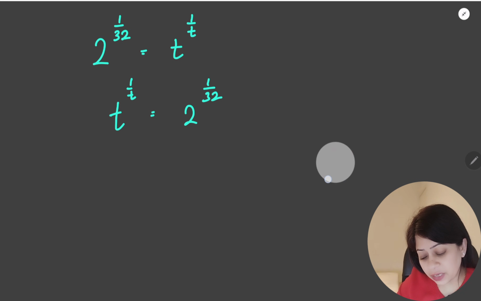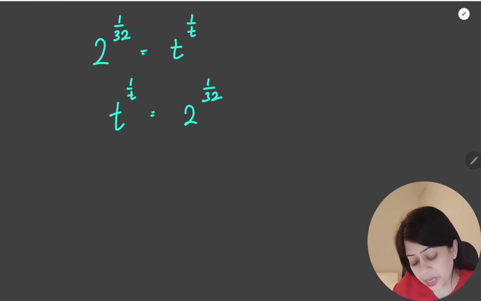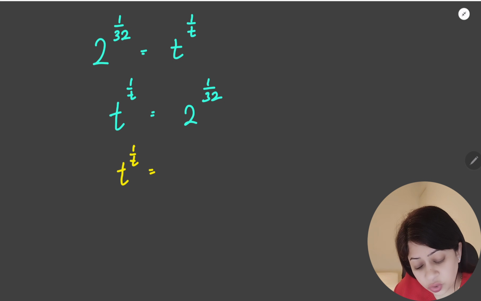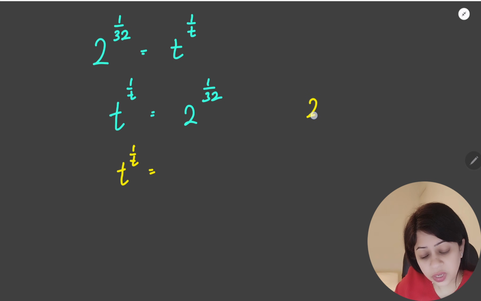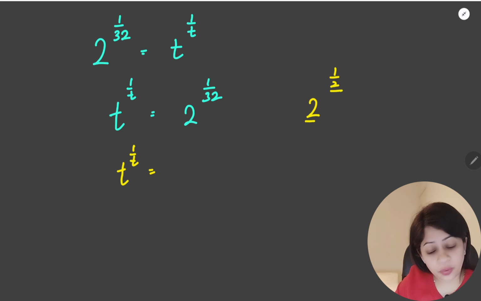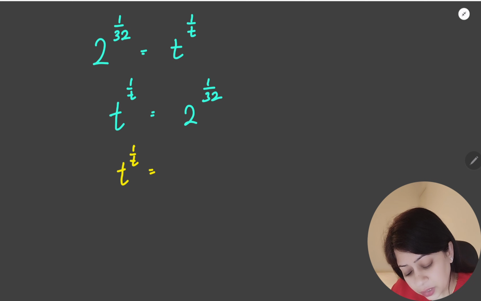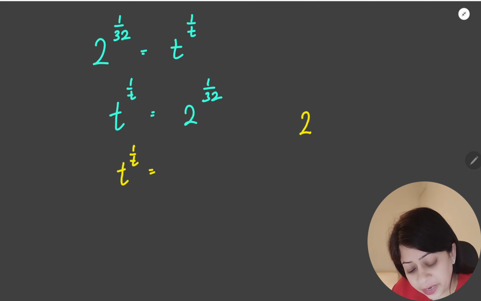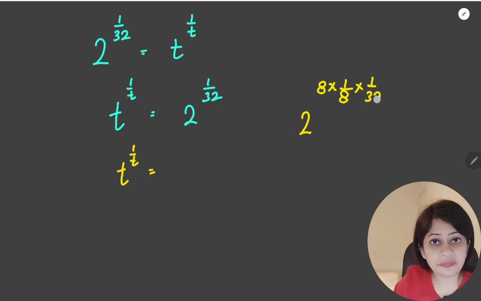Now here, if we see in our question, we have t raised to power 1 by t. Okay, can we somehow make something like 2 raised to power 1 by 2? Like t should be same, like this. What can we do now here? We can see that 2 raised to power, if I write this 8 times 1 by 8 times 1 by 32, right?